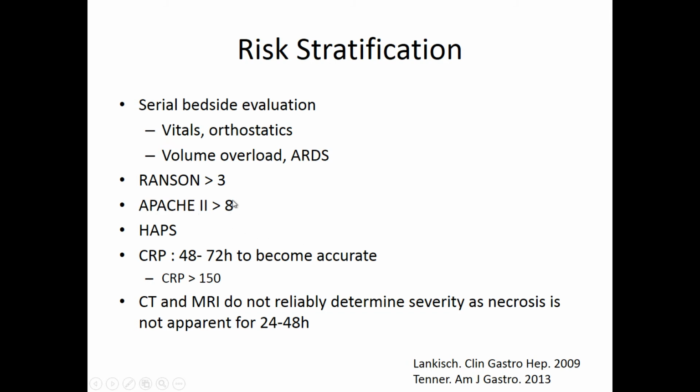You can also use the APACHE II score, and you're at a higher, more severe risk if the score is greater than 8. You can use the CRP, but again, this becomes more accurate at 48 to 72 hours, and this is when the CRP is greater than 150. And remember that the initial CT scan or MRI is not as reliable to determine severity, such as necrosis findings, in the first 1, 2, but even 3 days.